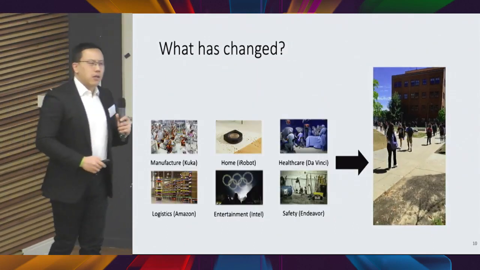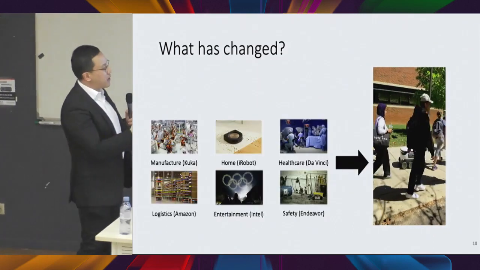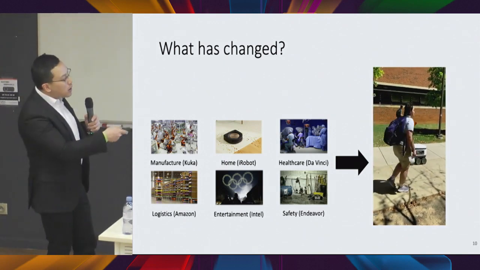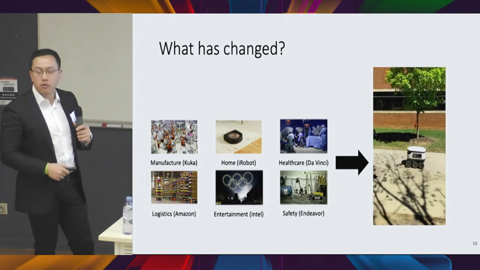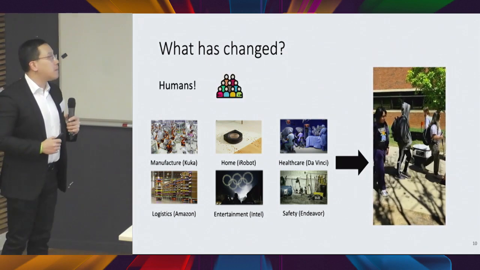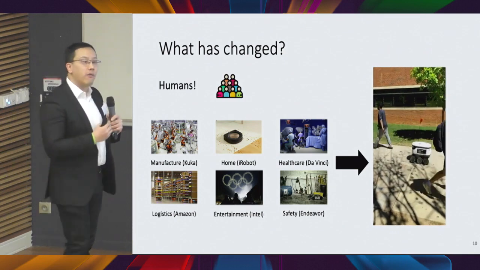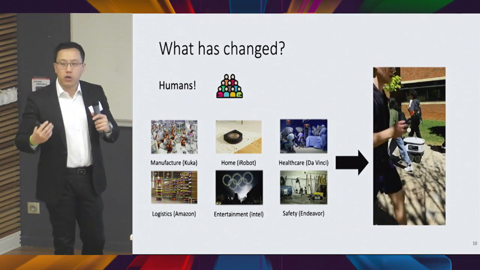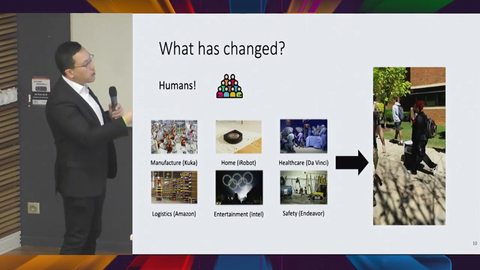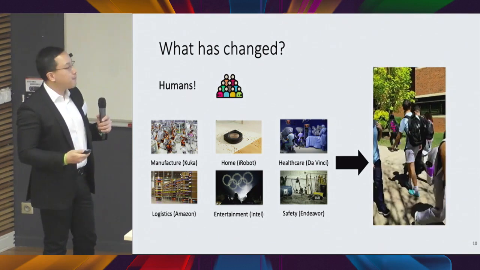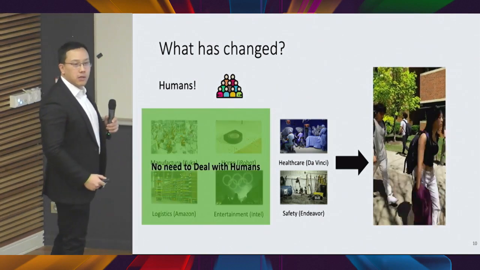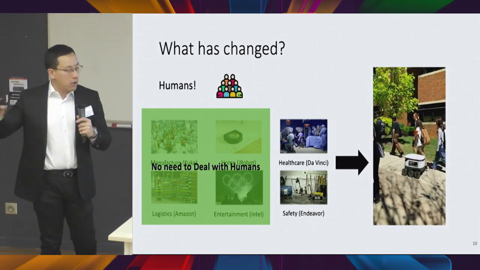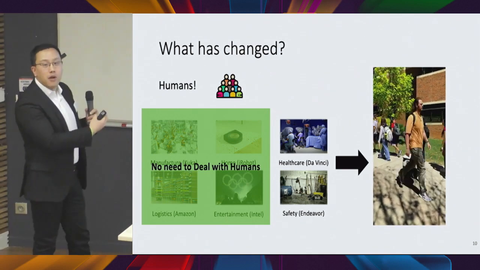So let's think about this. What has changed from these environments where we know very, very well how to deploy robots, to these environments where the robots are actually not doing a good job? I would argue the biggest change here is the involvement of humans, and especially non-expert humans, who do not know anything about robotics and who are just around the robots in everyday lives, right? In the earlier environments, there's no need to deal with humans. That is actually by design. We designed to put humans out of the equation so the robots can work on their own jobs.